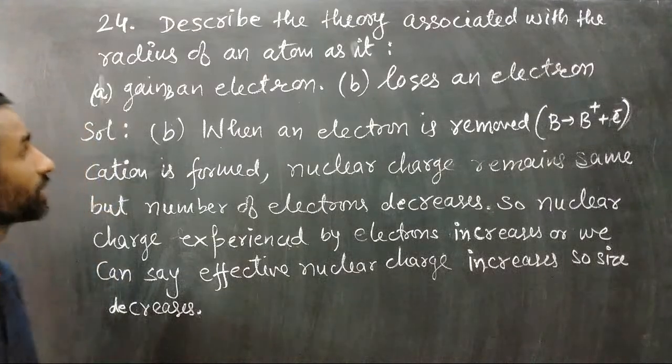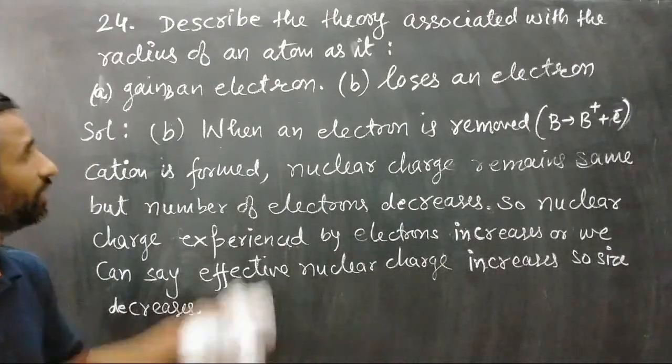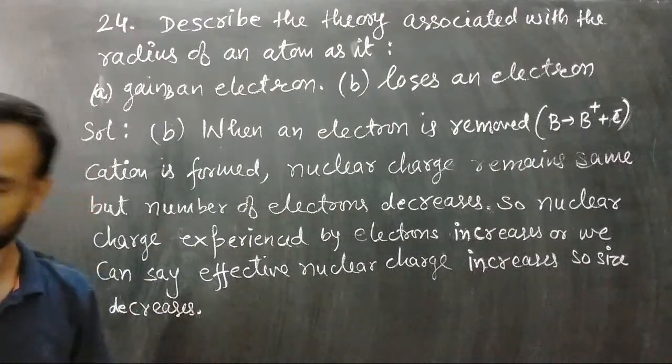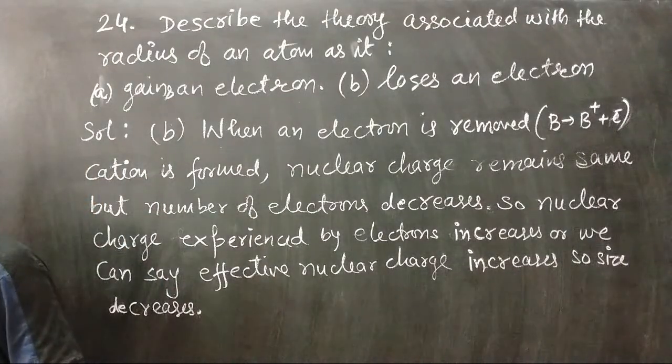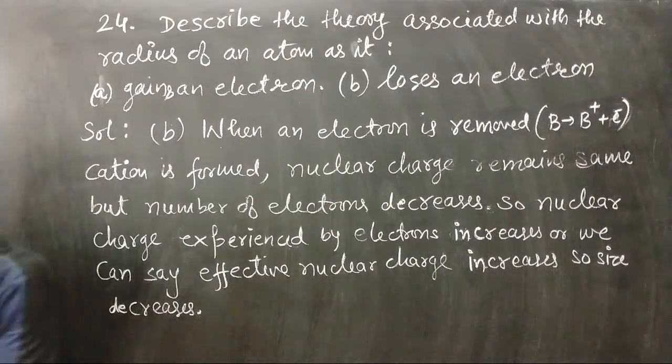Right? That means cation is smaller than the neutral atom, that we have done already, and anion is larger than the neutral atom. Okay? That's it. I think you don't have any doubt in this.